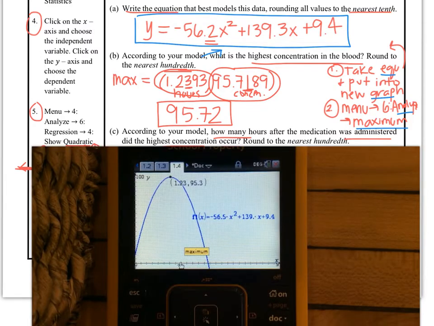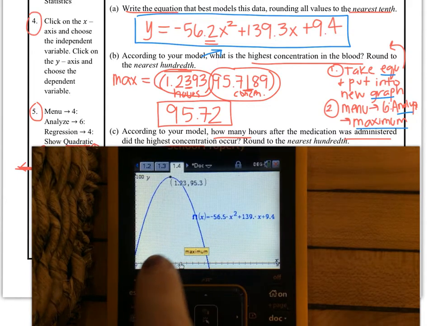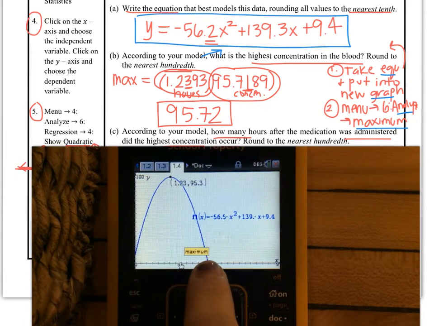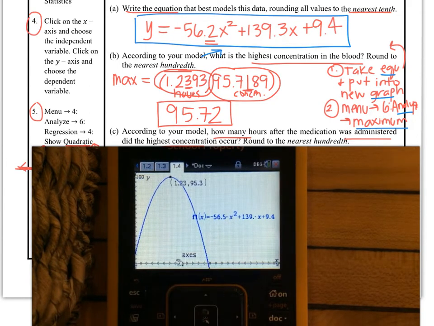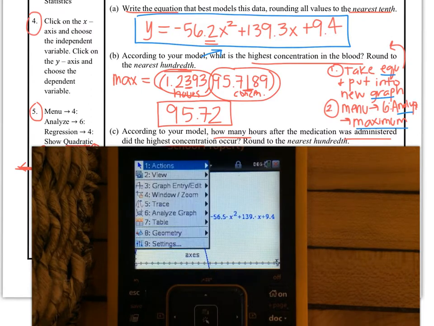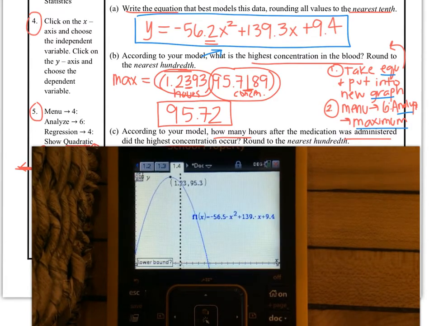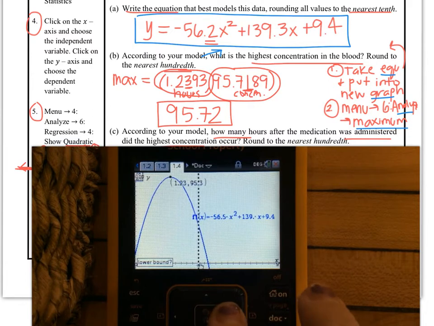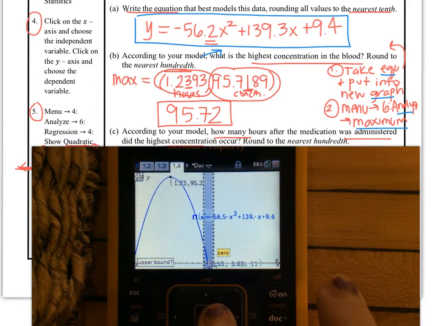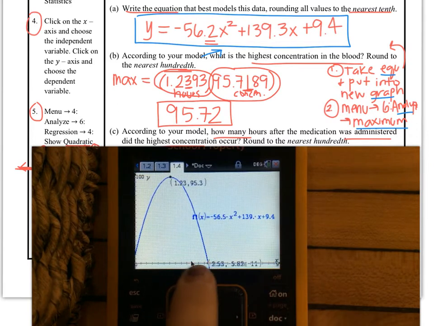Now, part D says, according to your model, after how many hours to the nearest hundredth will the medication be completely out of the patient's system, which means when will the concentration be 0? So down here at the x-axis. So what we want to do is find the 0, that point right there. So we go back to menu, go down to analyze graph number 6, and this time we want to find the 0, or where it hits the x-axis. So we're going to drag our line towards the 0, hit enter, or the center button, and then to the right, hit enter, and then there you can see it.